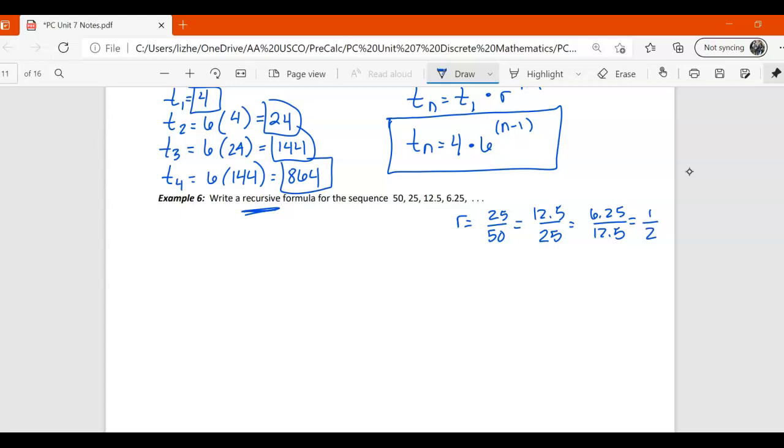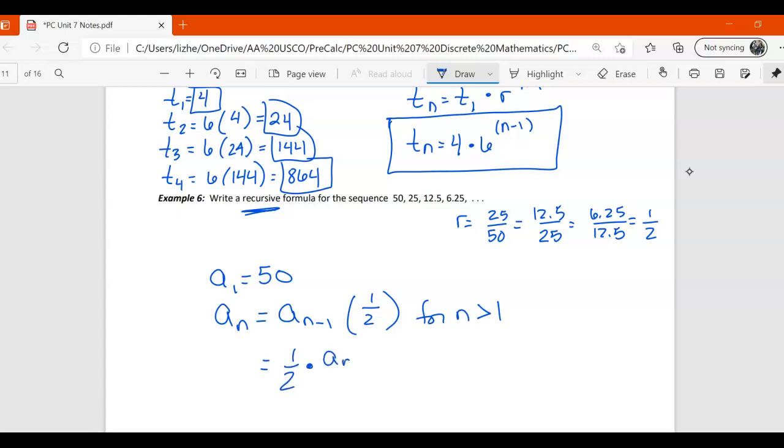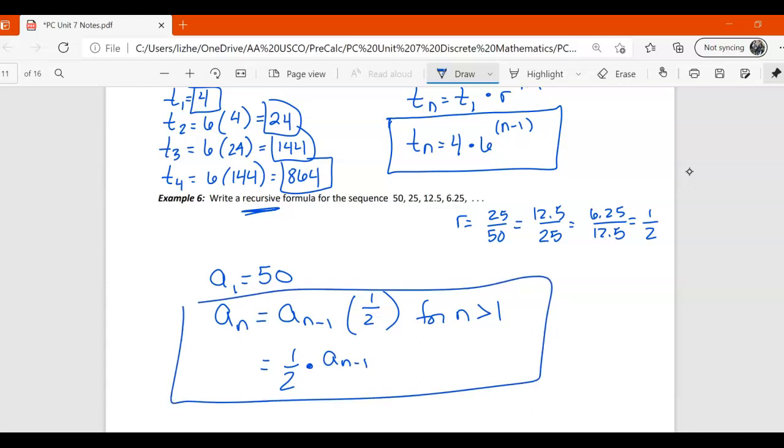And so the recursive form is when I say a1 is 50, and a to the n is the previous one times r, 1/2, for n greater than 1. And if you prefer, you can write 1/2 times a to the n minus 1. Exact same thing, doesn't matter. And there you go. That's the end.